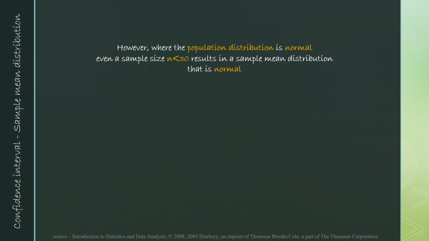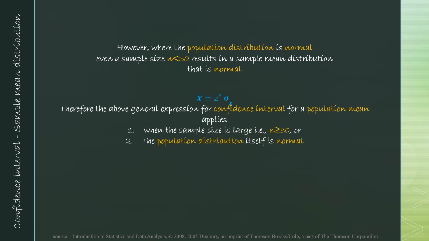However, where the population distribution itself is normal, even a sample size n less than 30 results in a sample mean distribution that is normal. Therefore, the above general expression for confidence interval for a population mean applies when the sample size is large, that is n is greater than or equal to 30, or the population distribution itself is normal.